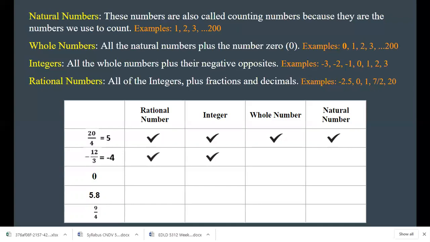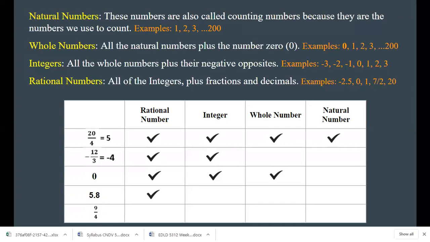Now let's look at 0. You should all know where 0 goes, because if you look at the definition of whole numbers, it says all the natural numbers plus the number 0. So those are all the categories that 0 falls under. And how about 5.8? Not natural, not whole, it's not an integer. 5.8 only falls under rational.